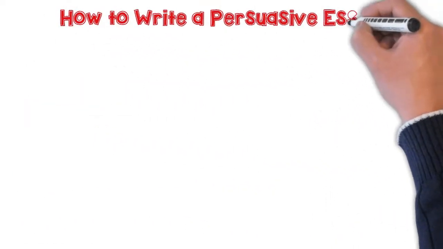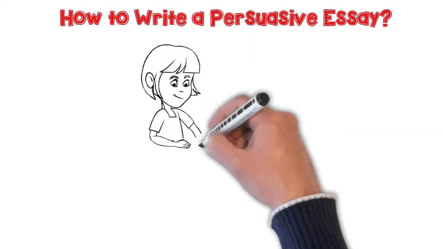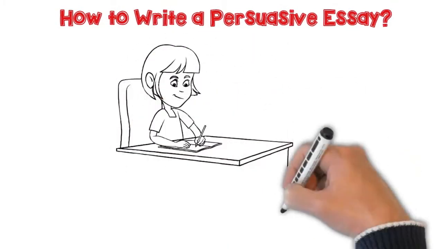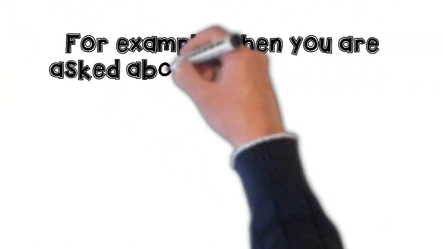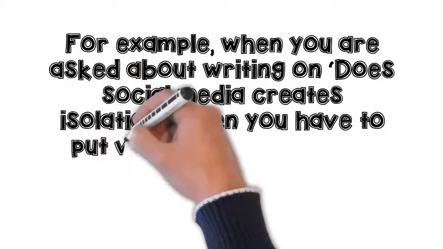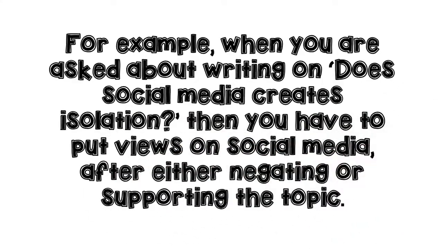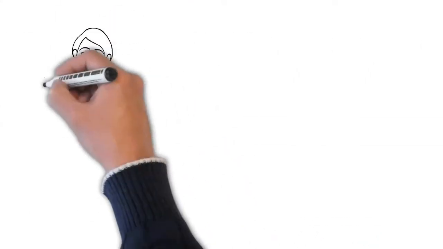How to write a persuasive essay? A persuasive essay is basically your opinion about a certain topic or an issue. For example, when you are asked about writing on does social media create isolation, then you have to put your views on social media, after either negating or supporting the topic. You can put your views on this topic as follows.